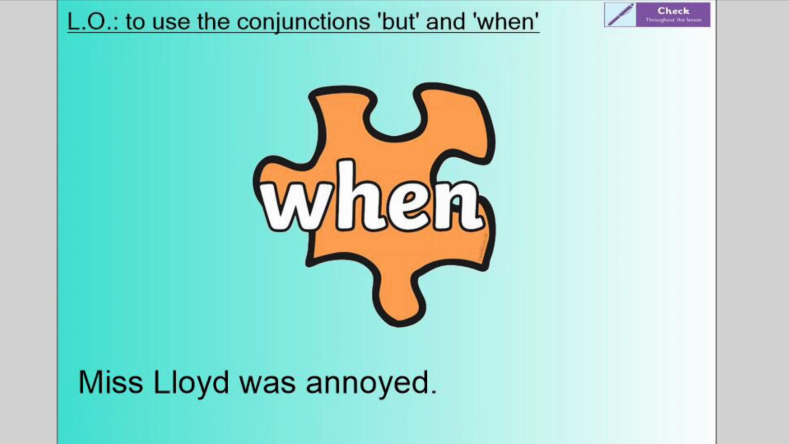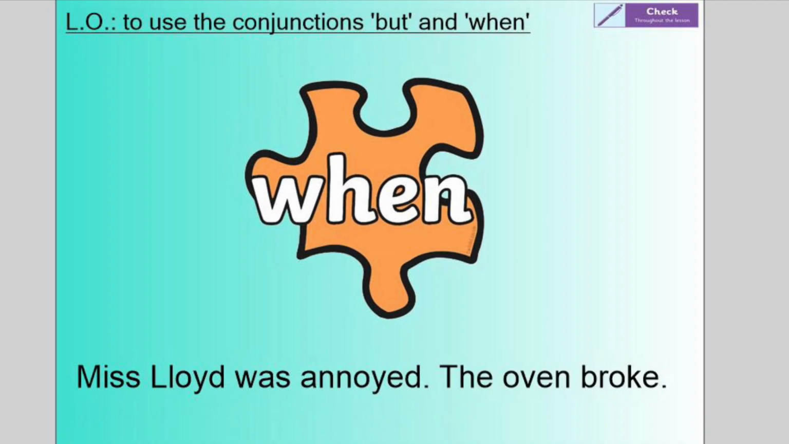Now let's look at when. Now, when can be a little bit trickier to use, but it also adds information to a sentence by telling us when the sentence was relevant or true. So let's look at the sentence I've got written down. Miss Lloyd was annoyed. There's no detail there. You don't know why I would be annoyed, when I was annoyed, or anything.